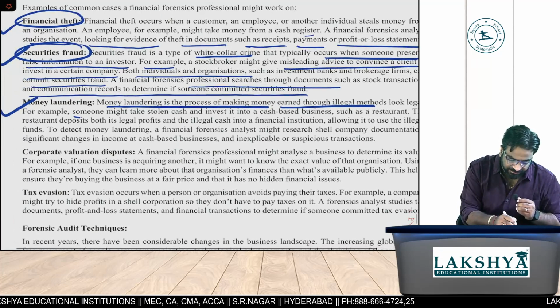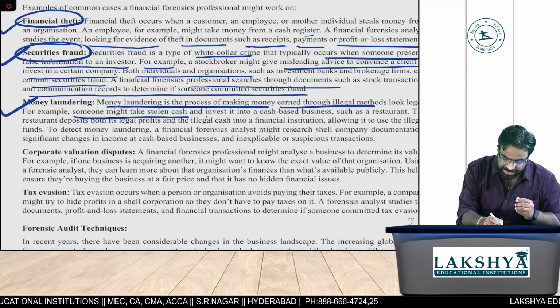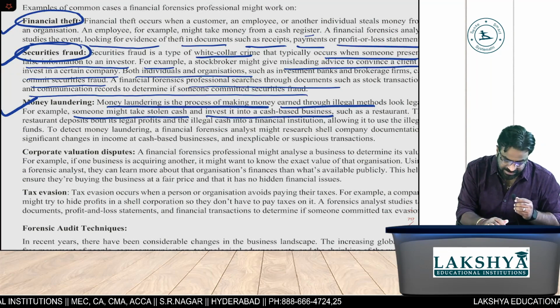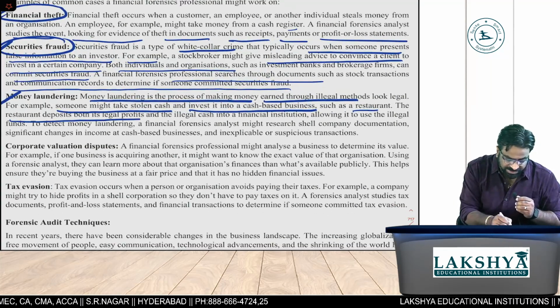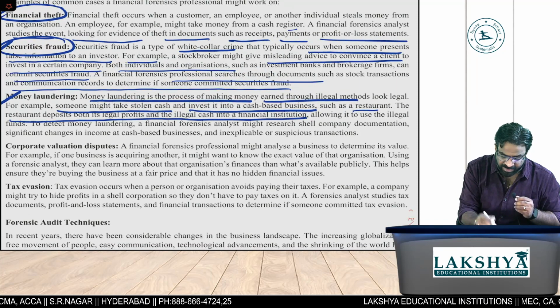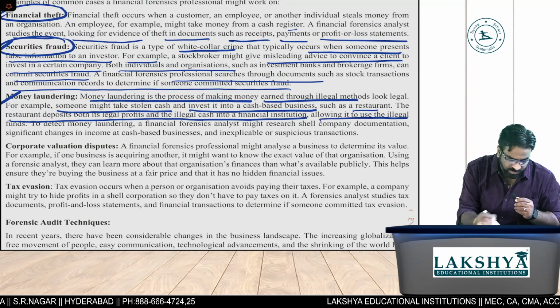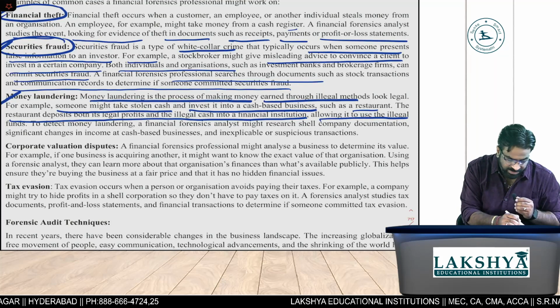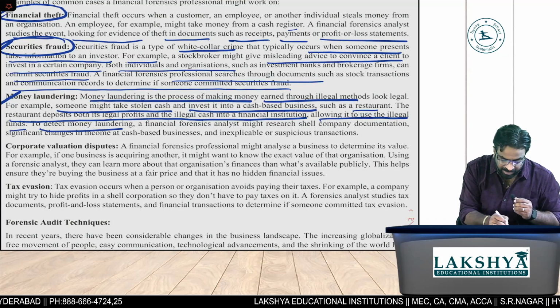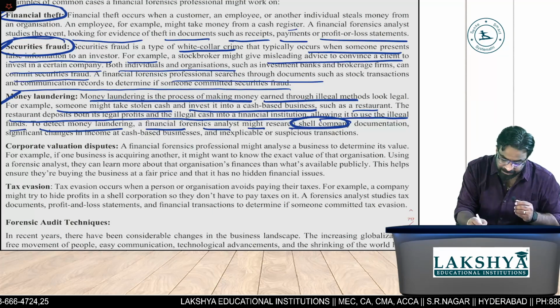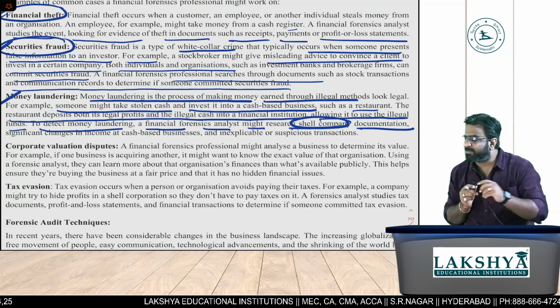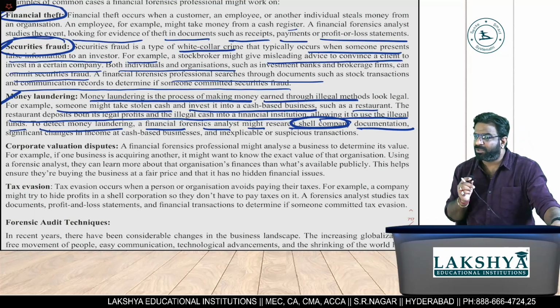फॉर एग्जांपल, समवन माइट टेक स्टोलन कैश and invest it into the cash based business such as what? Restaurant. The restaurant deposits both its legal profits and illegal cash into a financial institution, allowing it to use the illegal funds. To detect money laundering, financial forensic analyst might research shell company documentation. What do you mean by shell company? शेल कंपनी होती है बोगस कंपनीज.